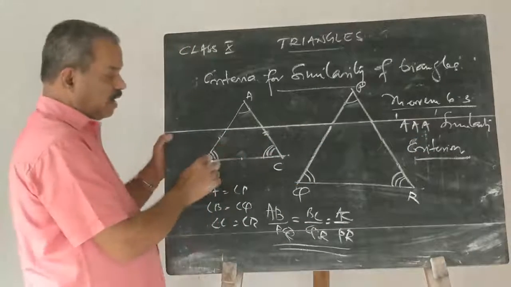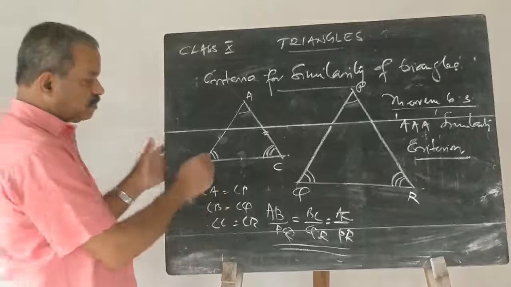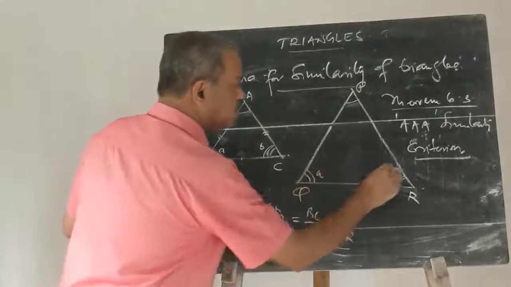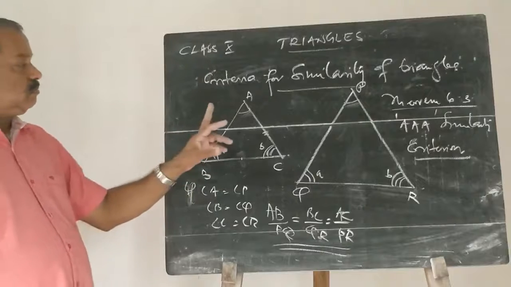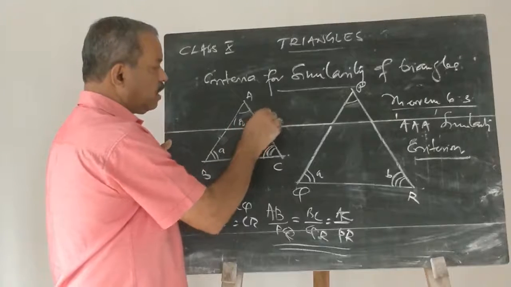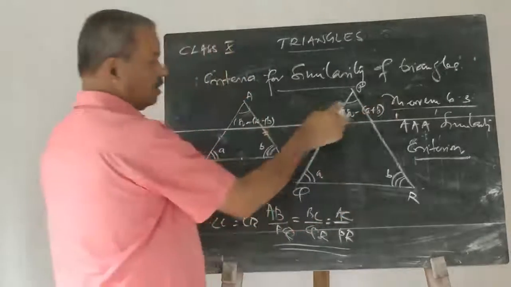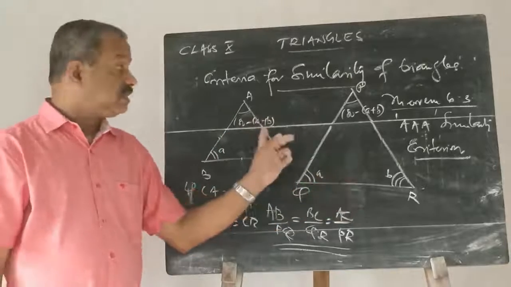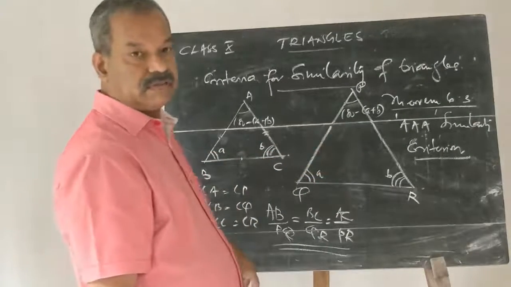Suppose we are comparing only two angles of one triangle and two angles of another. Suppose the measure of this angle is A, this angle B. This angle also A, this angle B. What is the measure of the third angle? According to the angle sum property, 180 minus (A plus B). Here also 180 minus (A plus B). Look, if two angles of the triangles are equal, then the third angles will also be equal by the angle sum property.